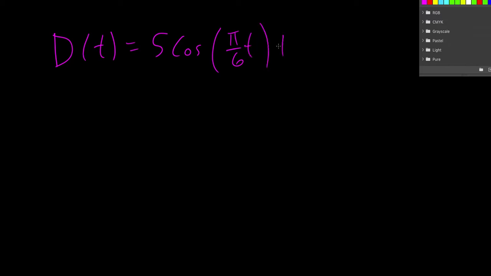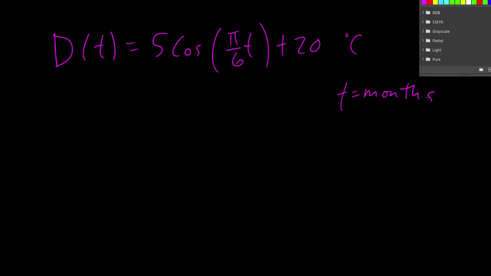Hey math kids, today we're going to talk about how to model periodic behavior, and we will just jump right in with an example. So it says the average daytime temperature for a city is given by this function, and that's measured in degrees Celsius, and T is the time in months after January.